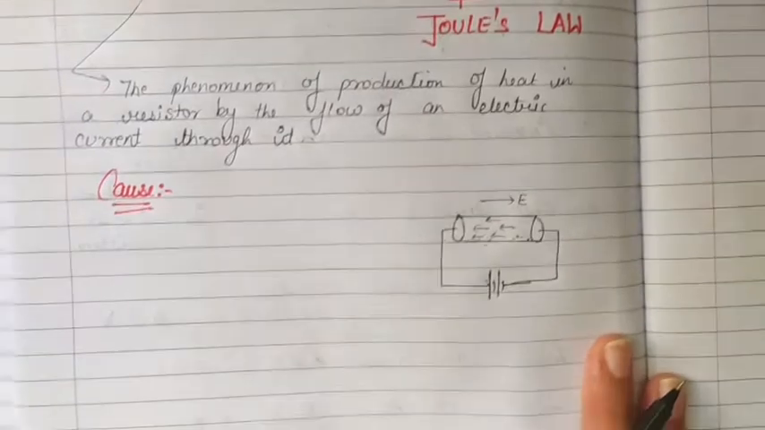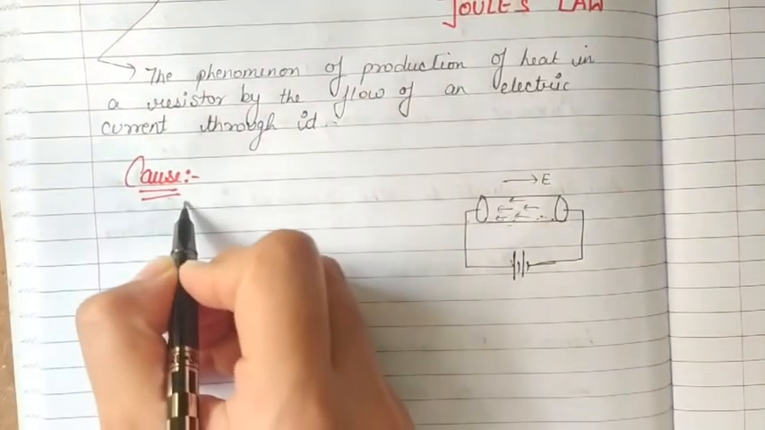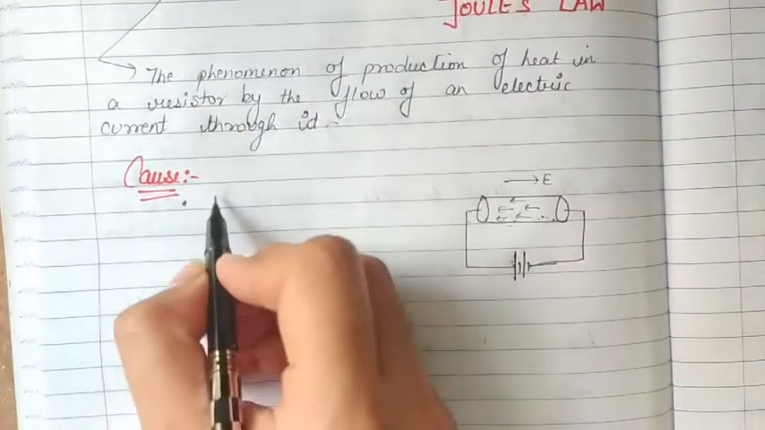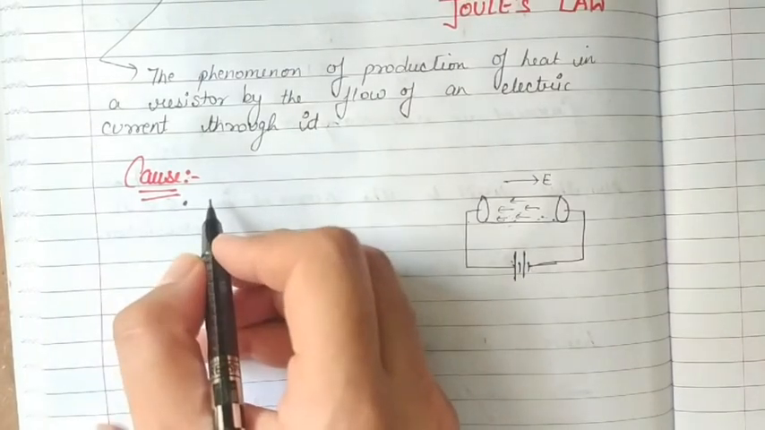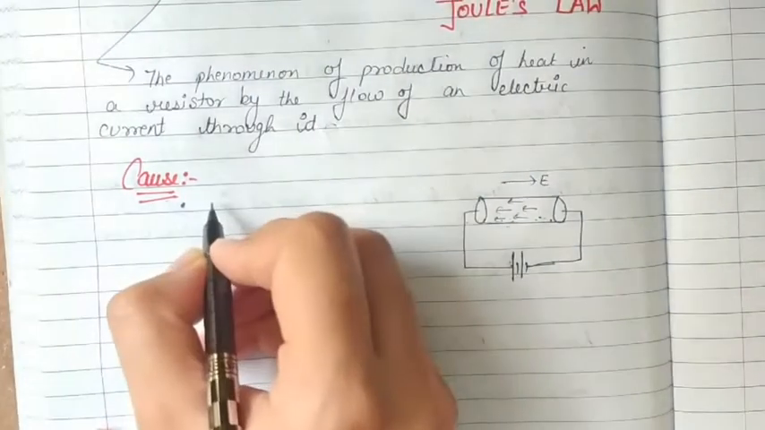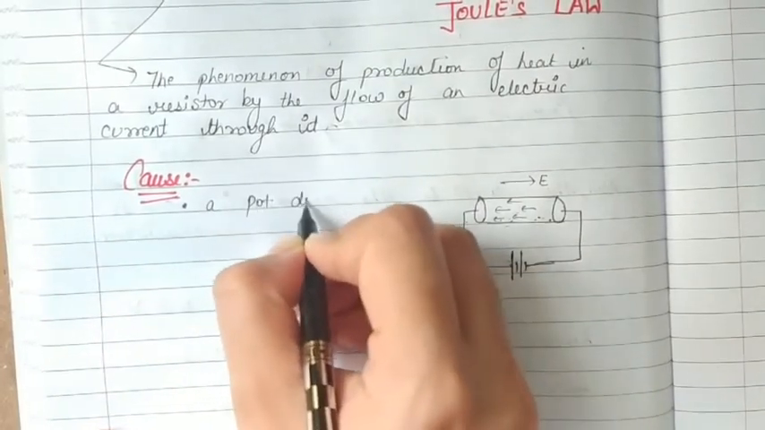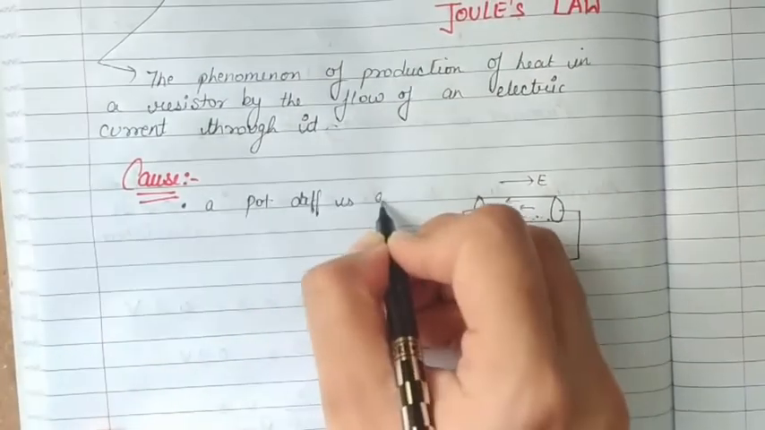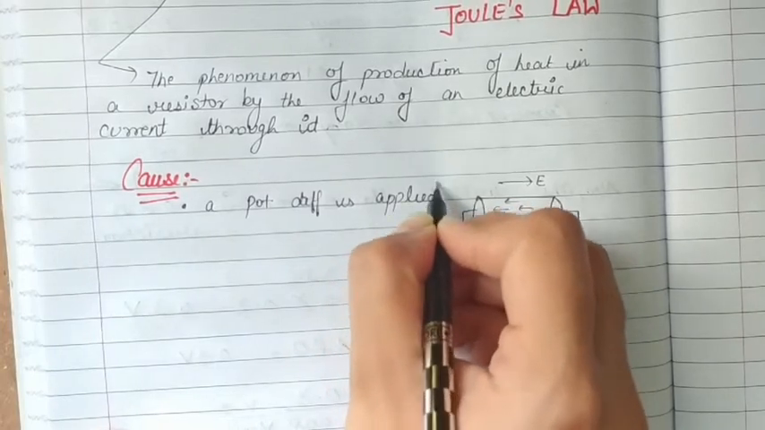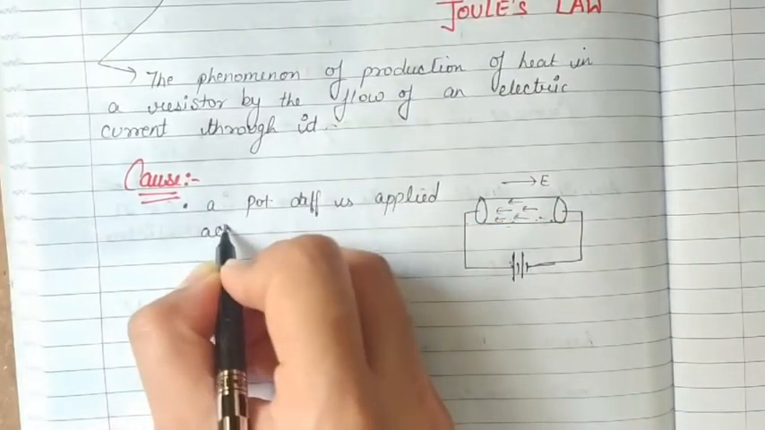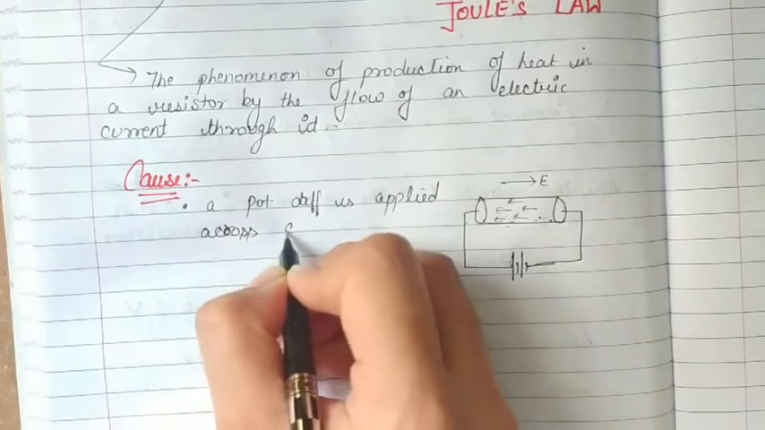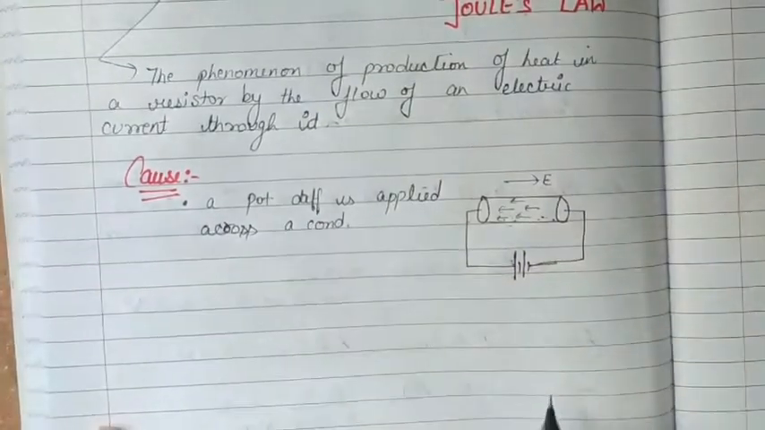So we will move step by step. First thing, if we have a conductor and a potential difference is applied across the conductor, then what will happen?